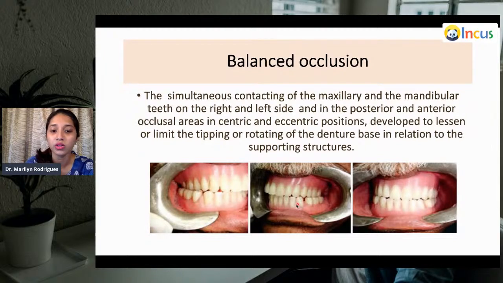If there is contact only on one side, you can imagine there will be a gap here, and therefore it will tilt the denture. So they are saying there is a simultaneous contact of the maxillary and mandibular teeth on all sides, right and left, posterior, anterior, in centric and eccentric positions. This is basically done to limit the instability of the denture, to make it more stable.